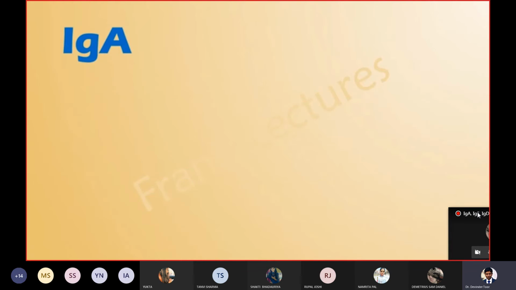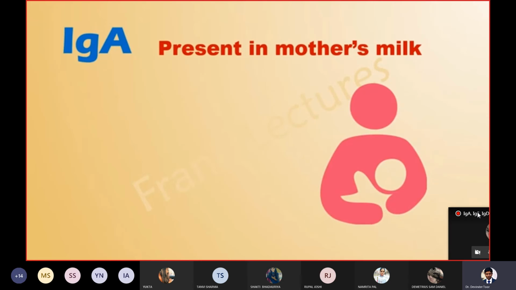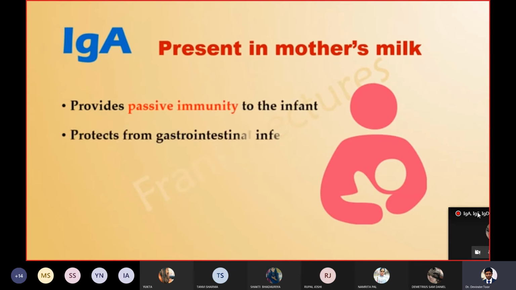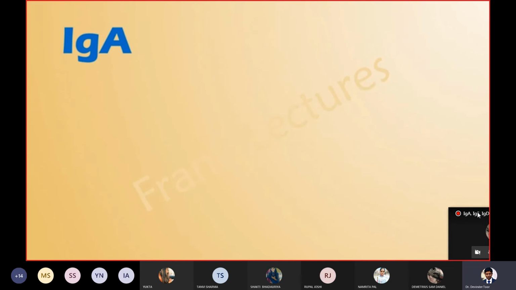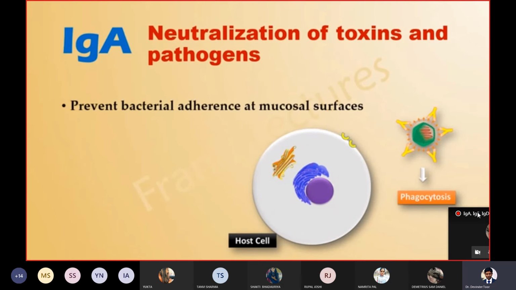Let's now talk about the functions of IgA. IgA is the major antibody found in colostrum of milk in nursing mothers. This provides passive immunity to the infant. It protects the infant from gastrointestinal infections during the first few weeks after birth. It neutralizes toxins and pathogens. They prevent pathogens' adherence to mucosal surfaces and thus block them from entering the bloodstream.